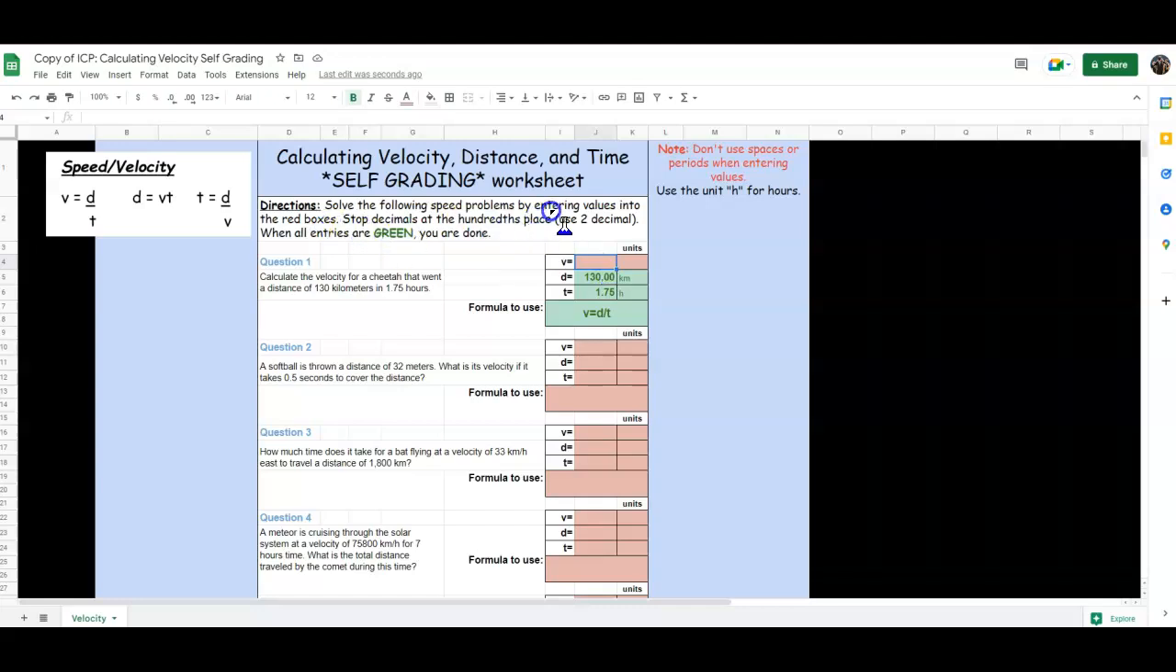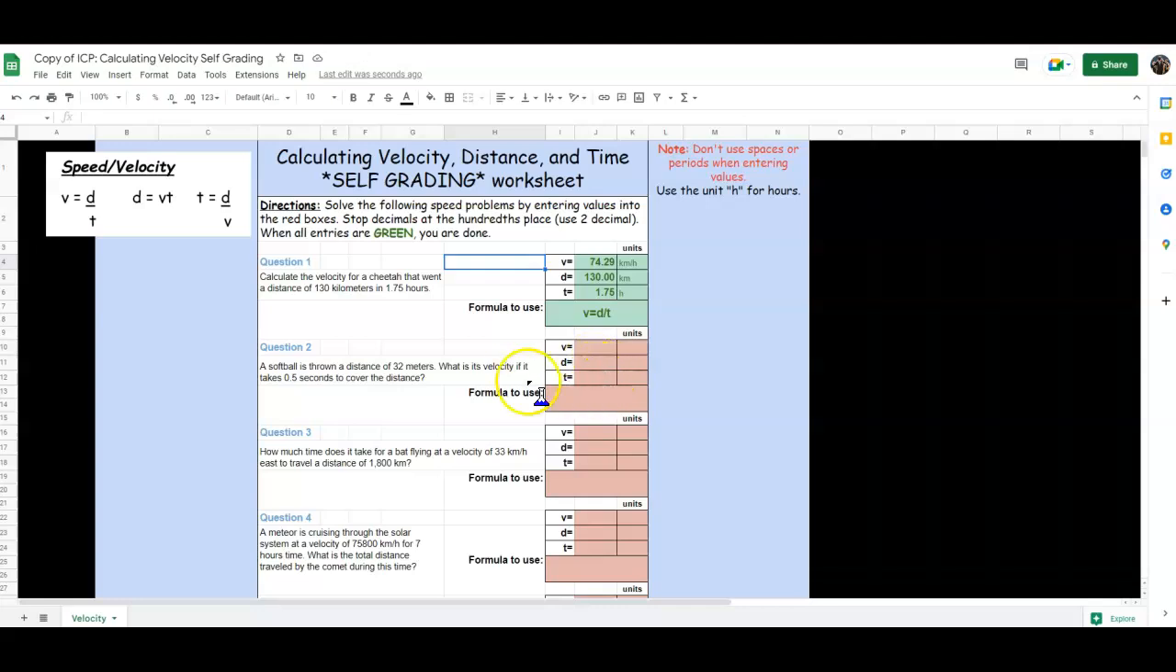Now, it does say up here that you do have to stop at the hundredths place. That means you're using two numbers after the decimal. So the answer here is 74.29. So you can see here everything's correct. You cannot have anything red in your worksheet. So here I have all the correct answers because everything turned green.